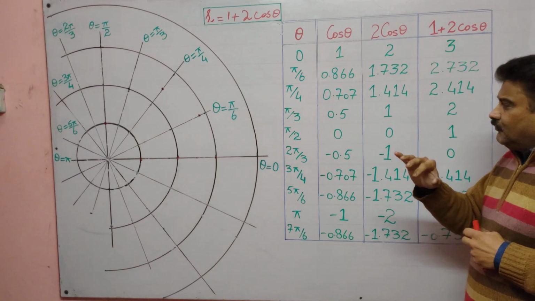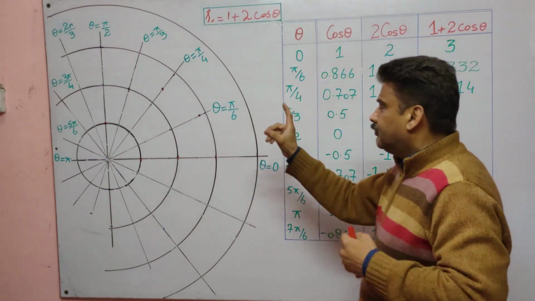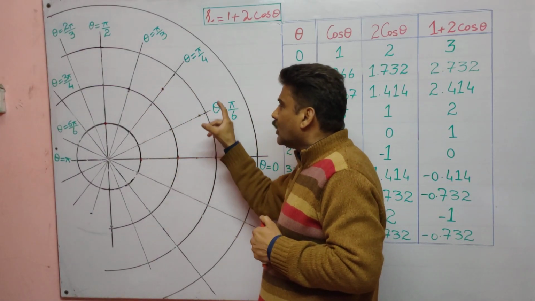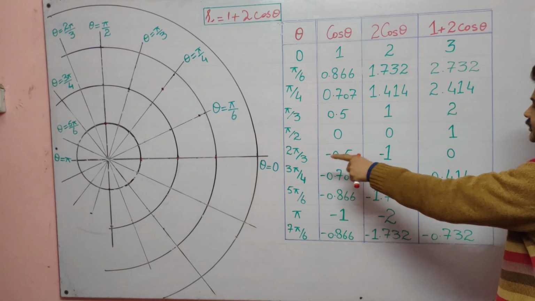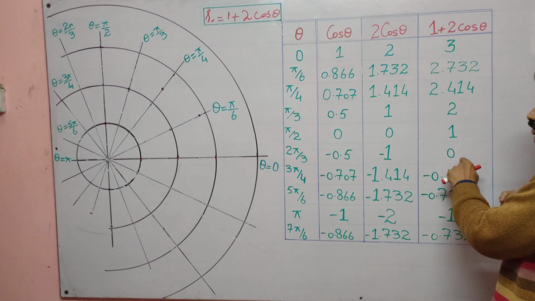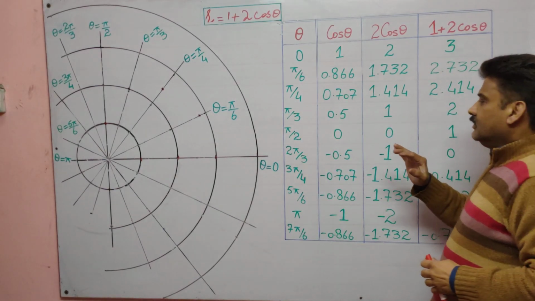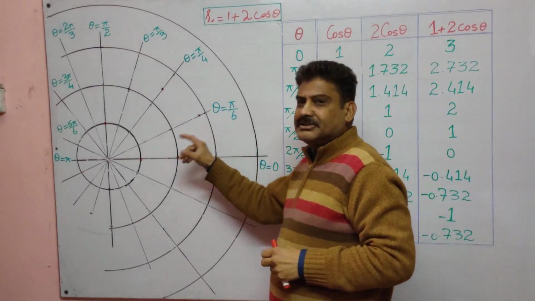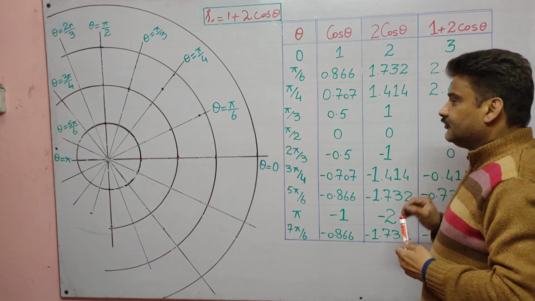It means from theta is equal to pi by 2 to theta is equal to 2 pi by 3, the branch of the curve is coming very closely to the pole, and exactly at 2 pi by 3 it meets the pole because r is equal to 0. At theta is equal to 2 pi by 3, the value of r is 0. It means the branch of the curve meets the pole at theta is equal to 2 pi by 3 because r is 0.